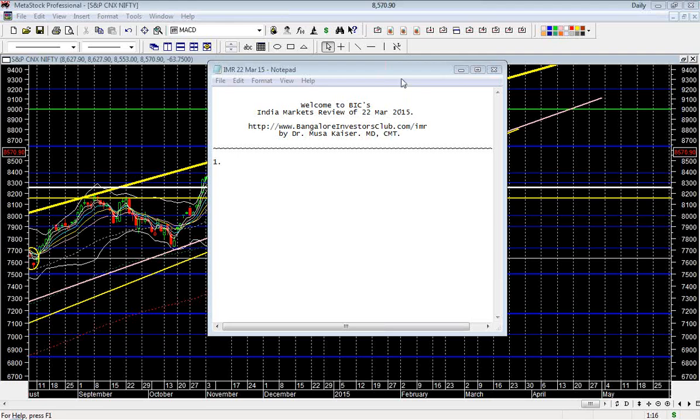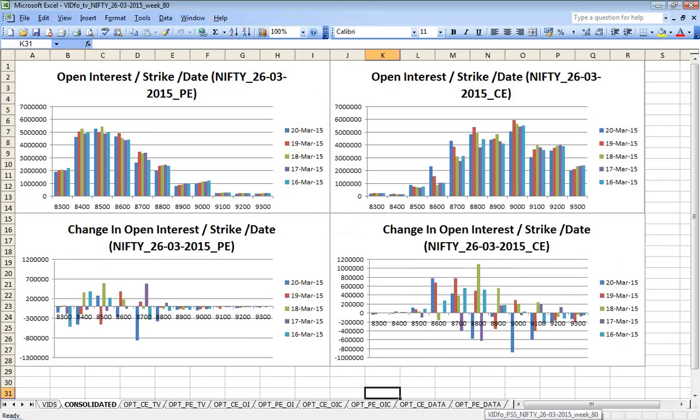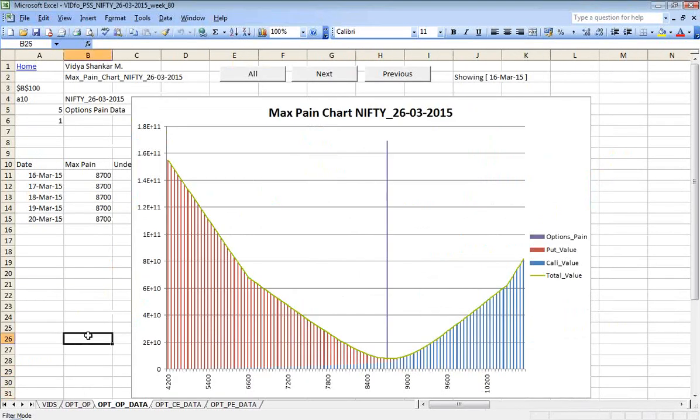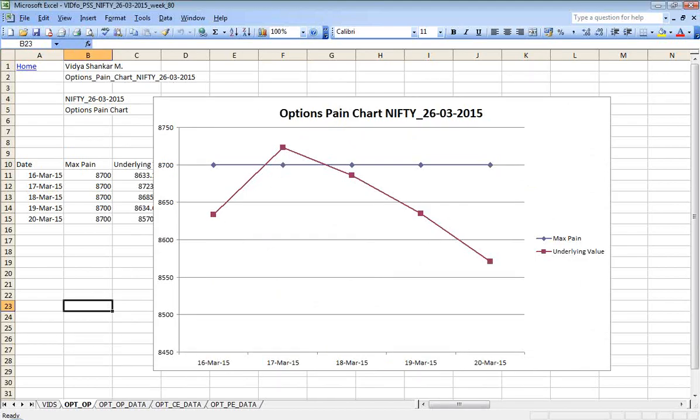So as usual, let's jump into what we normally discuss, but let's start with this option pain diagram that all of you, I'm sure, know Vidya creates, grabbing the data from the NSE. So this is the option pain chart as on 16th March, or let me go back to this. This is the option pain as it has been from 16th to 20th on Friday, and you can see that the option pain itself has been at 8,700, which has not come down.